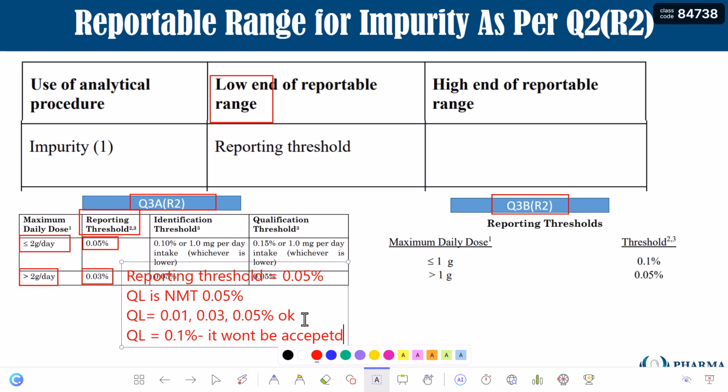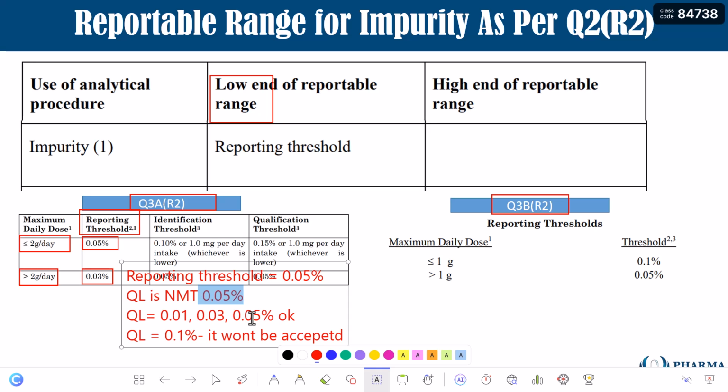It won't be accepted because it is more than our reporting threshold. And understand, we're talking about the reporting threshold of 0.05%. In that case, my quantitation limit maximum can only be 0.05%, but should not be more than 0.05%. So the low end of my range study should begin with my quantitation limit to be very precise and accurate with the requirement. So you have to define the quantitation limit, understand what is the concentration required, and from that concentration onward, you can plot your range.